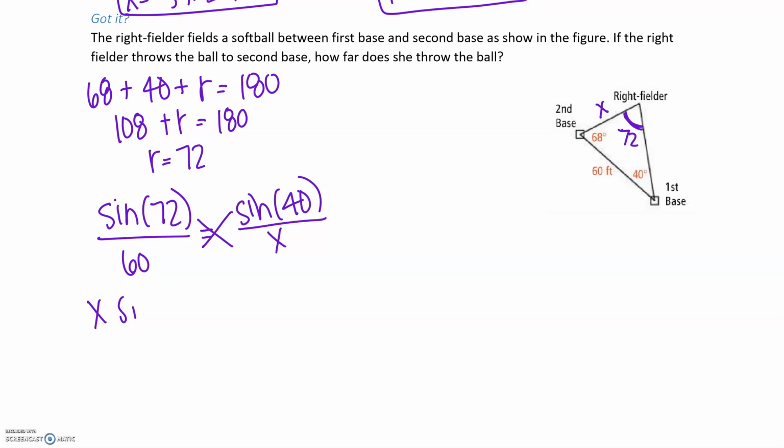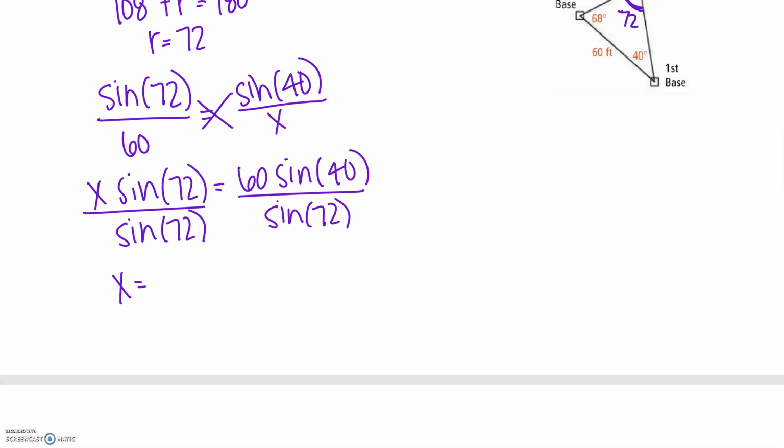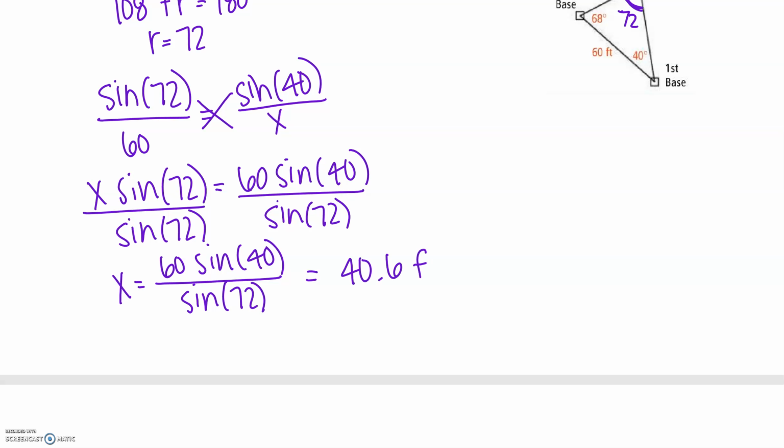I'm going to cross multiply here. So we're going to have x sine of 72 equals 60 sine of 40. We're going to divide both sides by that sine of 72, which leaves us with x equals 60 sine of 40 over the sine of 72, which is going to equal about 40.6 feet. We'll put it into our calculator.